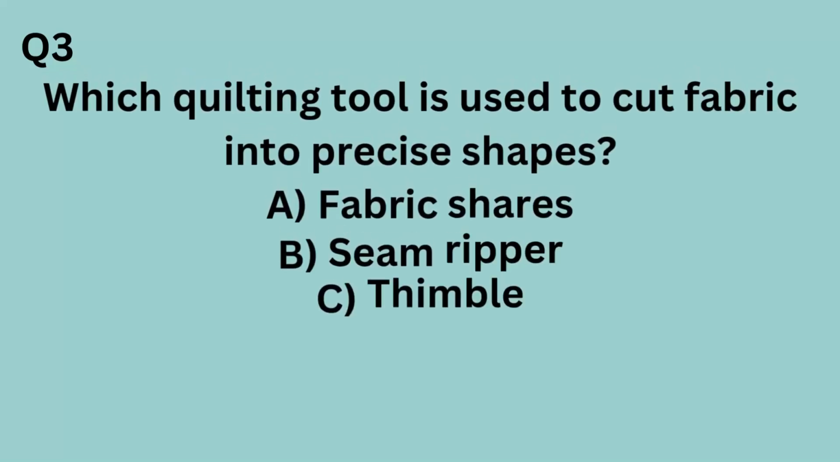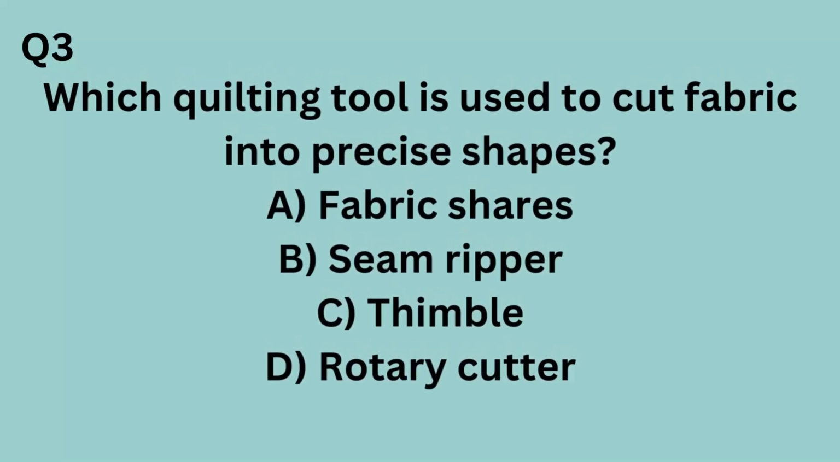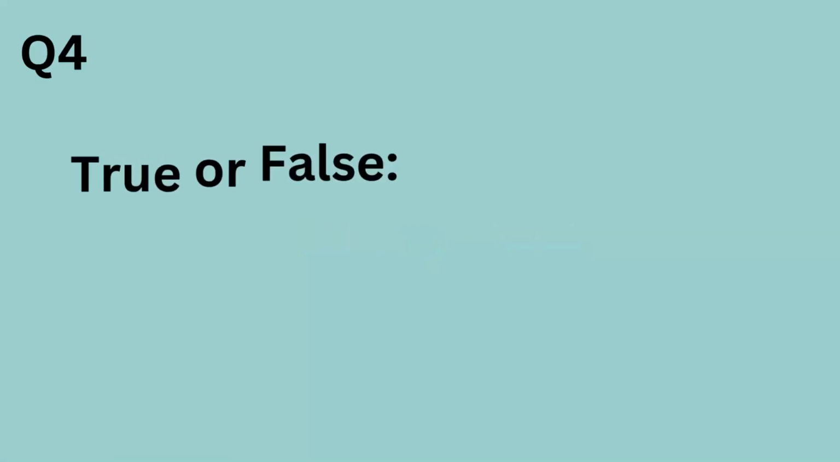Which quilting tool is used to cut fabric into precise shapes? A, fabric shears, B, seam ripper, C, thimble, D, rotary cutter. The answer is, of course, a rotary cutter. Did I trick you with this one? Let's move on to number 4.